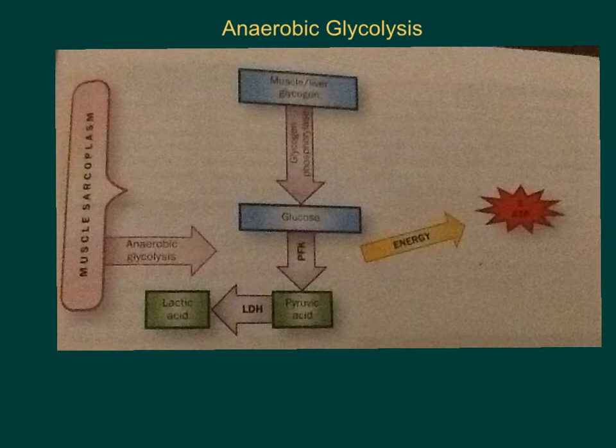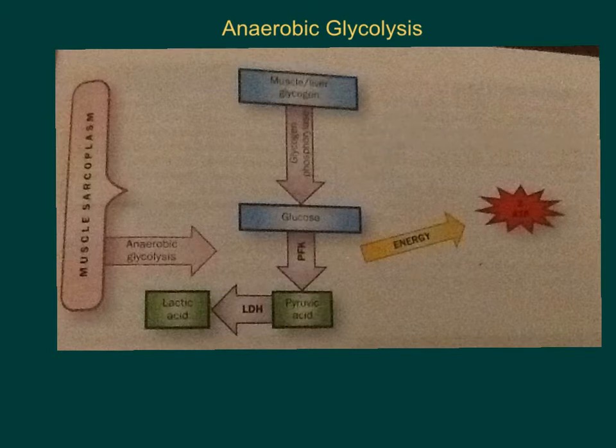Here we have a detailed diagram which highlights all of the stages involved in anaerobic glycolysis. If we draw our attention firstly to the side here, the first thing that we should notice is where it takes place, and again it takes place in the muscle sarcoplasm of the cell. The first stage in this process is that the glycogen that's stored in the muscle and the liver is broken down by the enzyme glycogen phosphorylase, which is, of course, stimulated or activated by the decrease in phosphocreatine stores.